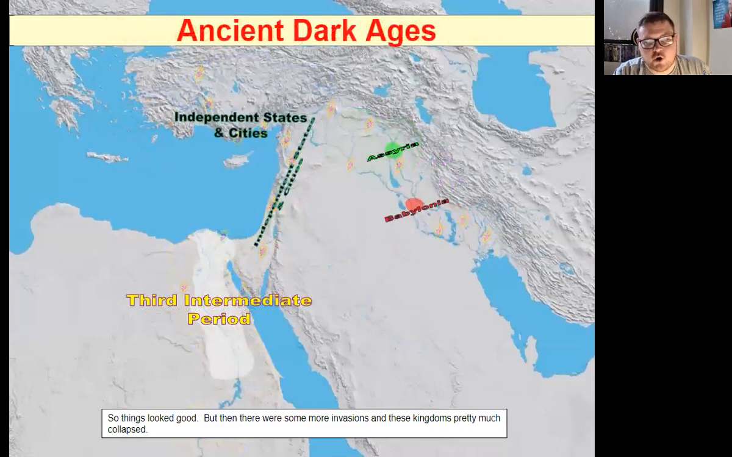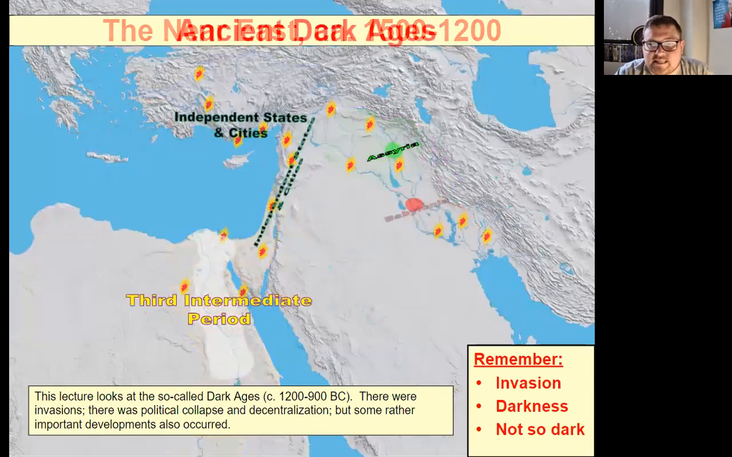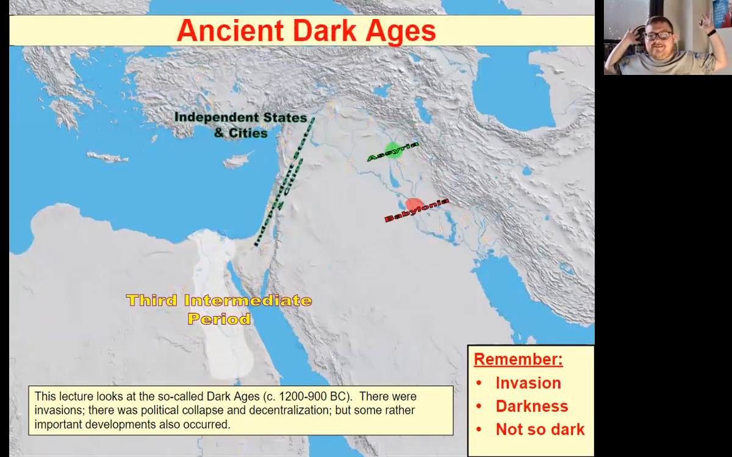And then we have this Dark Ages. Things are good, but then there's some more invasions in these kingdoms. They just pretty much collapse. We have the Third Intermediate Period in Egypt. We have Babylonian civilizations, which literally just becomes a city-state. Same with Assyria. There's a bunch of city-states along the Levant, Jerusalem, all of these areas. And then the Levantine people come out of the darkness. So after the Sea Peoples, we call it the Sea Peoples. We don't know where they came from, but they come through and they just mess everything up.